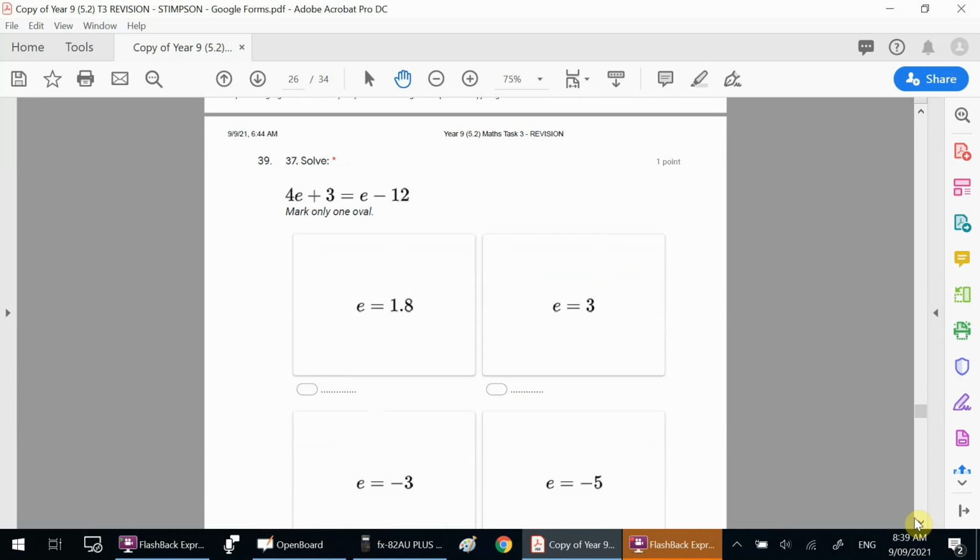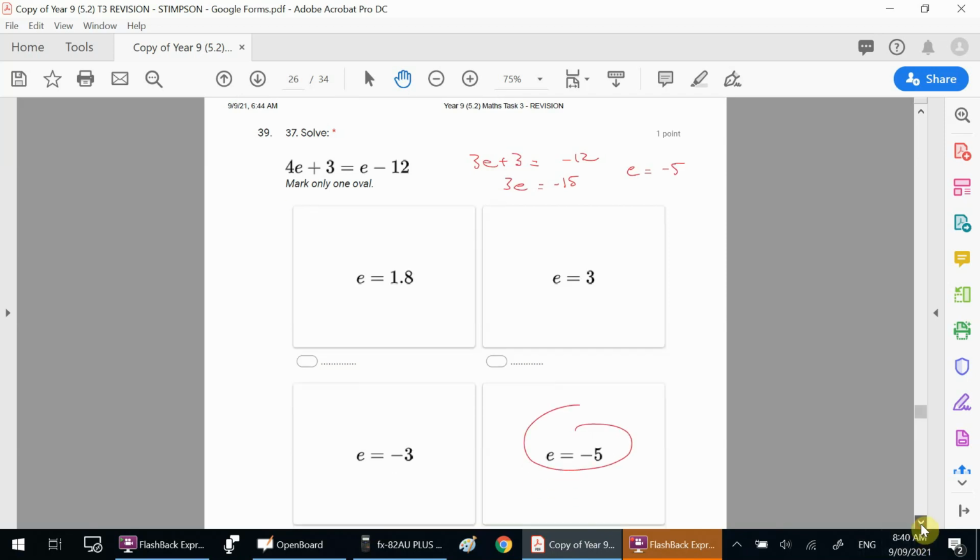Variables on both sides, so I'm going to move this one across to here, take away the e. So that leaves just minus 12 on this side. And we're going to take away the e from this, leaves 3e. And that plus 3 stays there. And then we take the 3 away. Minus 12 minus 3 is minus 15. Divide by 3. E equals minus 5. There we go.